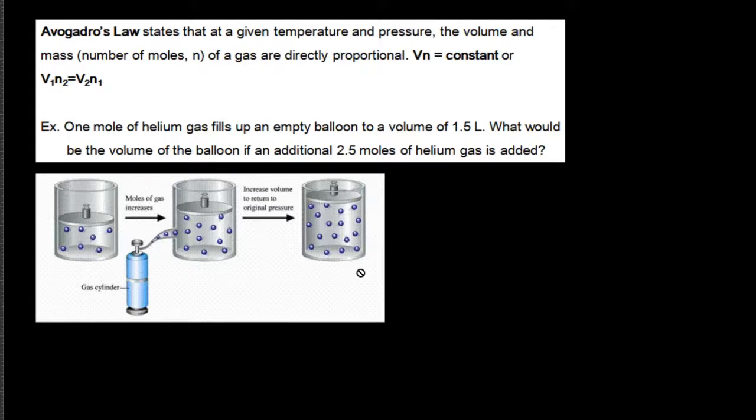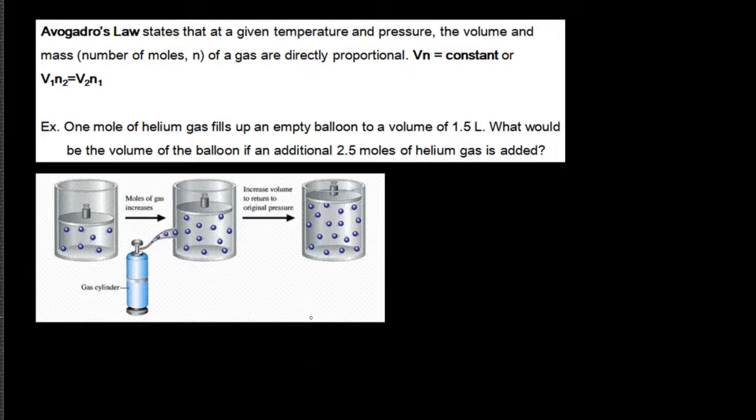Now, Avogadro's law is quite easy to understand. Given that your temperature and pressure are constant, the volume of a gas is directly proportional to the number of moles. So, it's as if, guys, you have a balloon. Originally, it is slightly deflated, so you have a certain number of moles in the balloon. But if you pump it further with an air pump maybe, or in this drawing, a gas cylinder, then you fill it with air, and your number of moles increases.